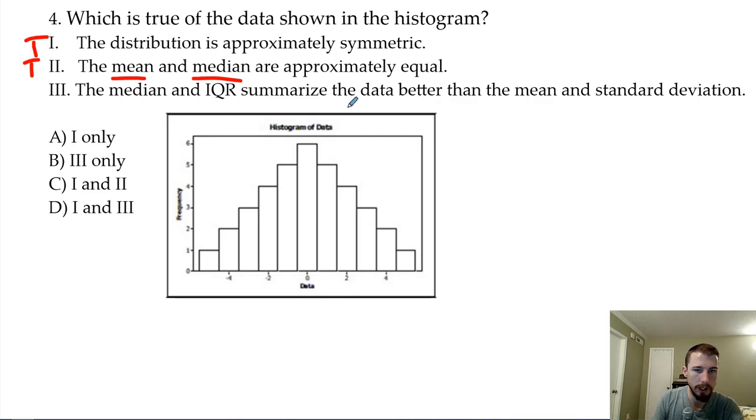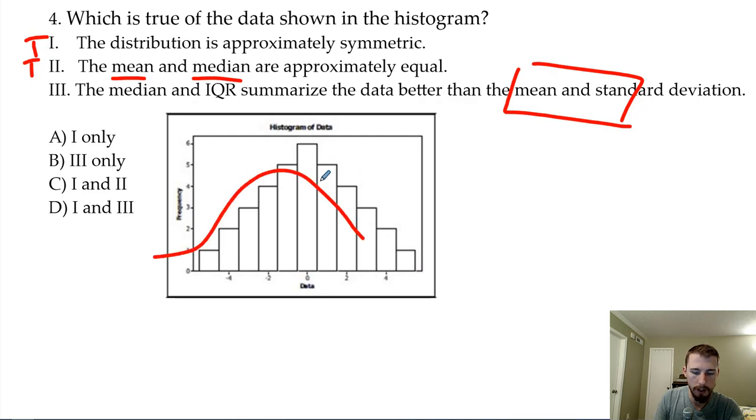The median and IQR are summarized better than mean. Okay, so we can actually use the mean and standard deviation because this would be appropriate to use a bell curve with because it is actually symmetrical and unimodal. All right, so all of these are true except for the last one because mean and standard deviation are better than using median and IQR. So it would be 1 and 2, which is C as in Charlie.